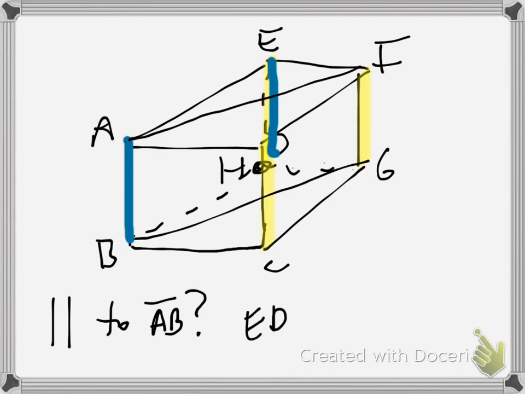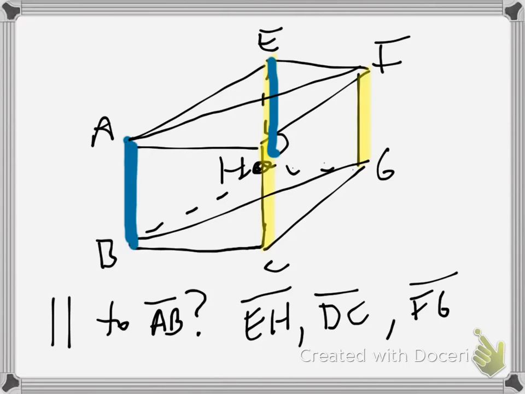So ED, DC, I'm sorry, that was EH. Whoops. Sorry about that. Let's erase that. And then FG. Okay. Now, if they asked for all the lines that are skew with AB, you'd have a bunch. Okay? We won't write them all out, but again, if we're looking for skew to AB, we're talking about all the lines that are in different planes that don't intersect with AB.